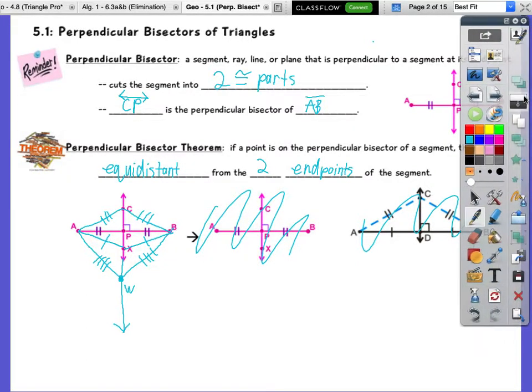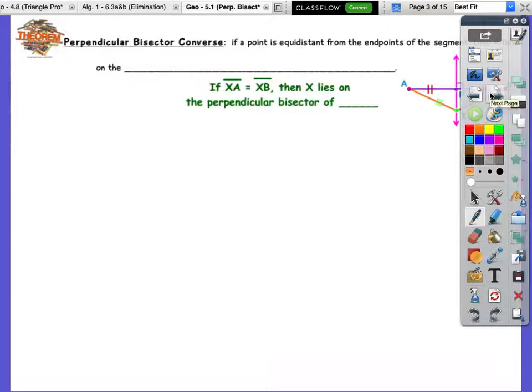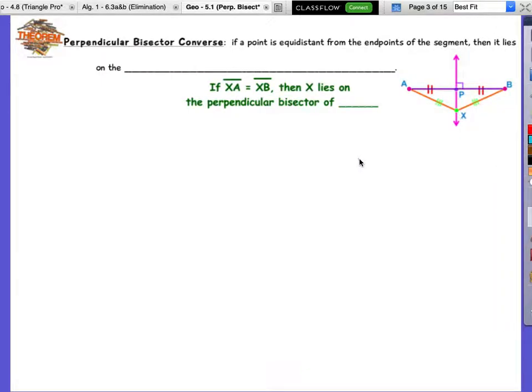Converse. So instead of saying if the point is on the perpendicular bisector of the segment, then it's equidistant from the endpoints, we're going to reverse it, saying if a point is equidistant from the endpoints of the segment, then it is on the perpendicular bisector of the segment.